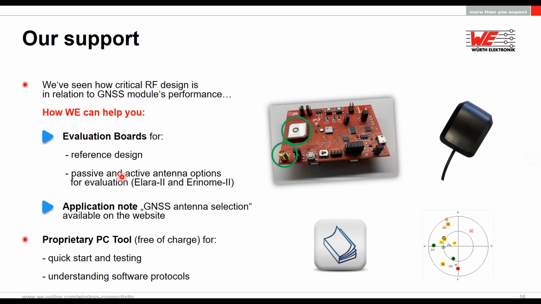For the modules without integrated antenna, so ELARA 2 and Erinome 2, we give you the possibility to test two different antennas on the evaluation board. So we have a passive antenna integrated on the evaluation board and the possibility to connect an active antenna through the SMA connector. This also gives you the possibility to get some distance from the evaluation board. For example, place your active antenna outside of the window and test from inside.